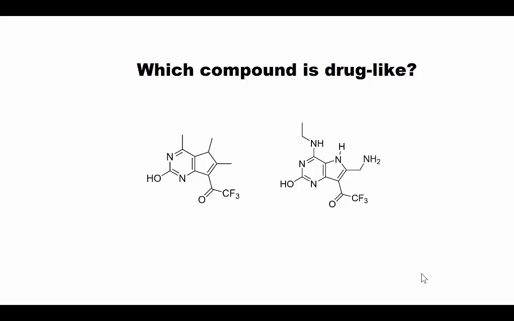So by looking at these two molecules, can you tell which molecule can enter the biological system more smoothly than the other? In other words, which molecule is more drug-like? If you think about the entry of molecules into the biological system, the first barrier is the lipid membrane, the lipid bilayer membrane.